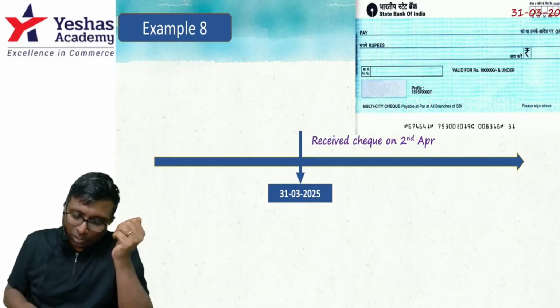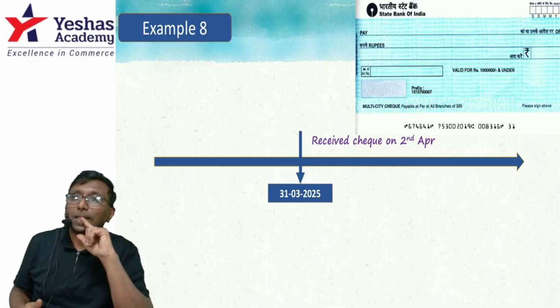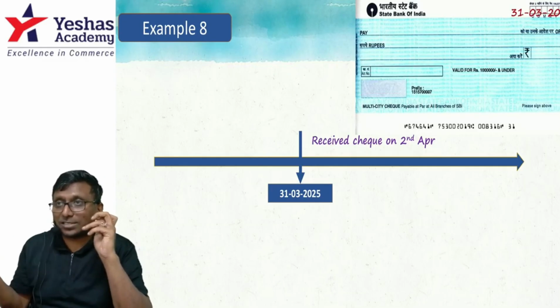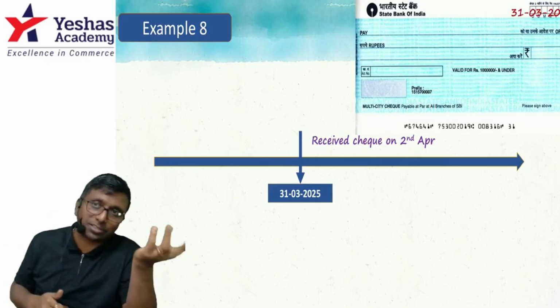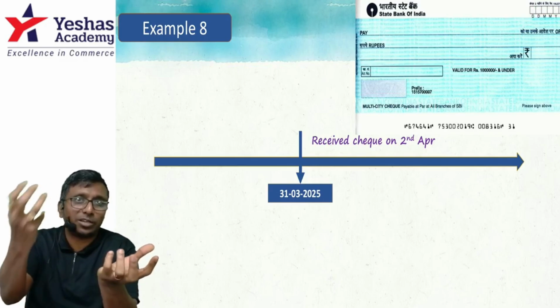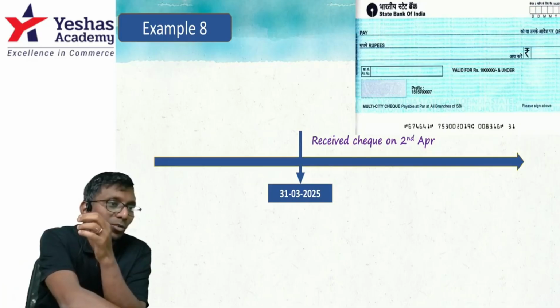Now, where should I account for this money? In April or March? If I account it in March, it is called adjusting. If I account it in April, it is called non-adjusting. Agree? Right. You tell me, conclude.